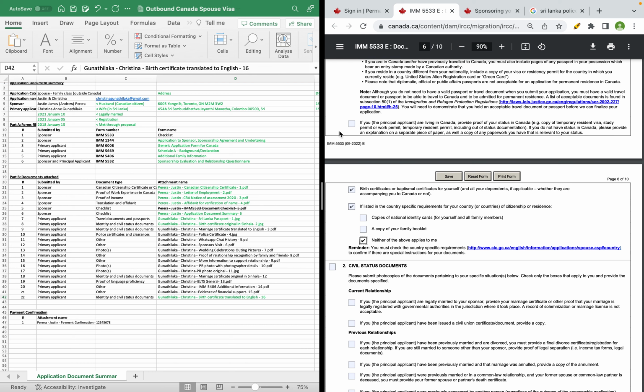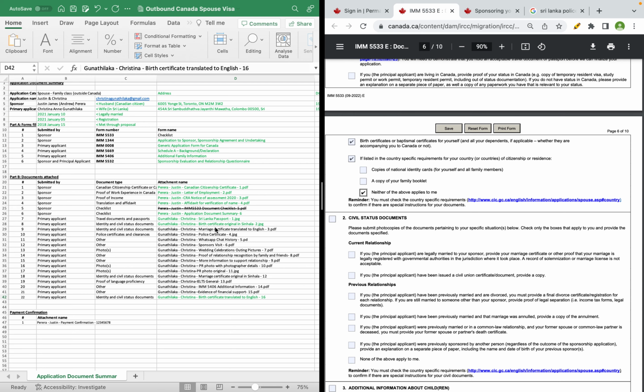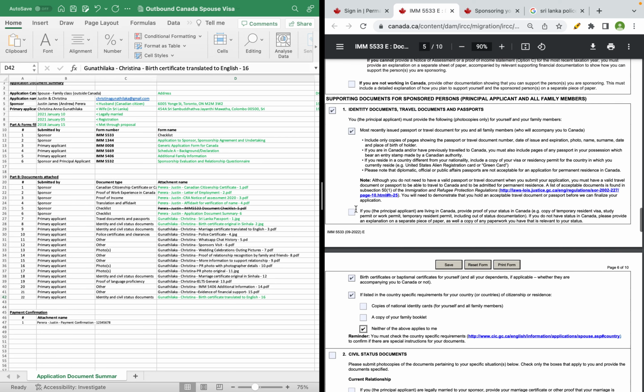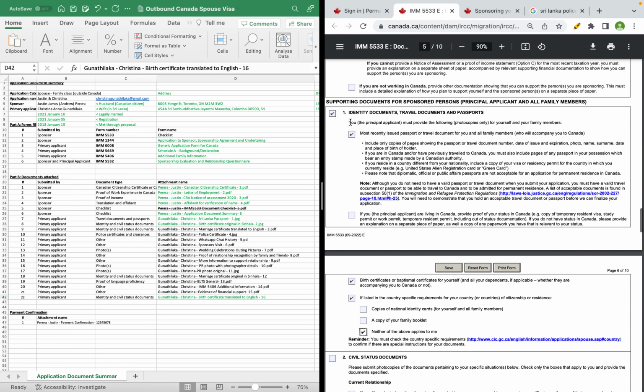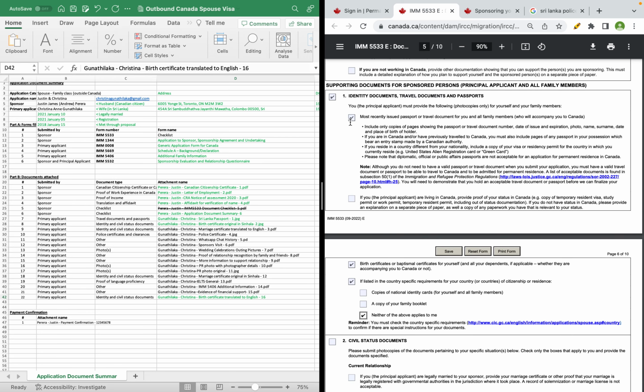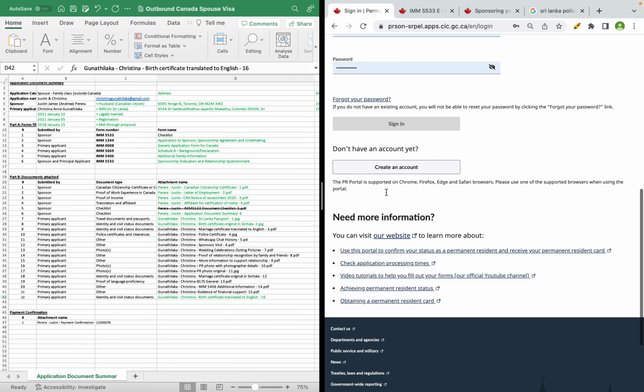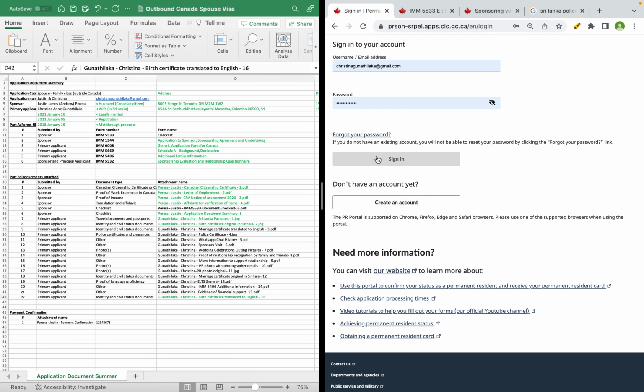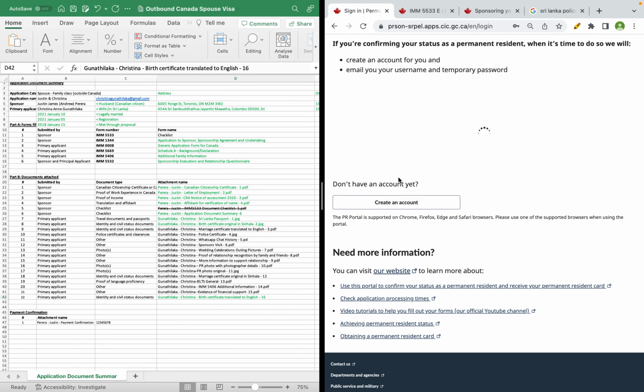Before you print this document, you can put N/A, say not applicable, for that part. Those are the documents you need to provide within this first section: identity documents, travel documents, and passports. Always, when you're putting the document type from your drop down in this, let me go to my application.